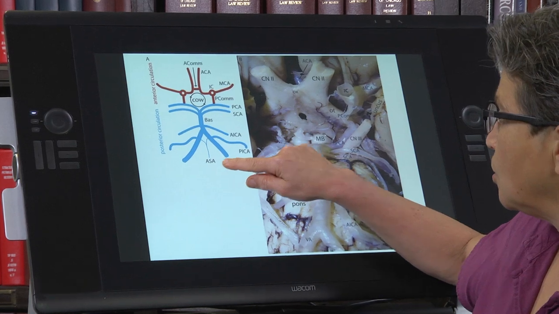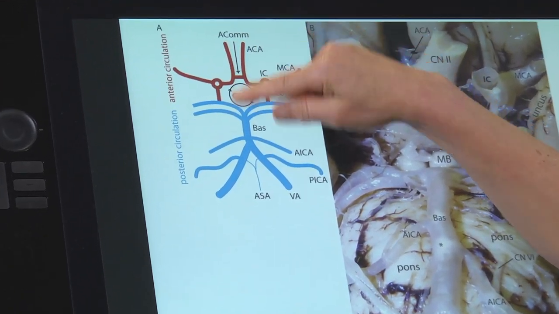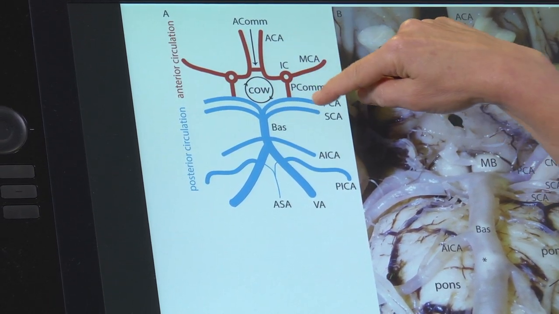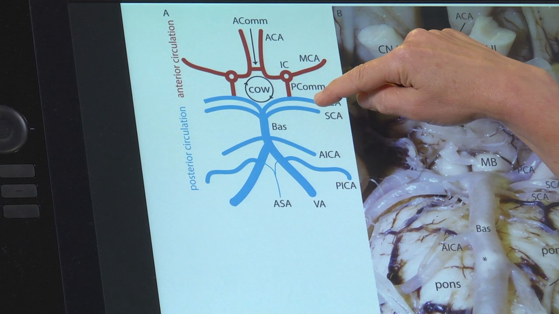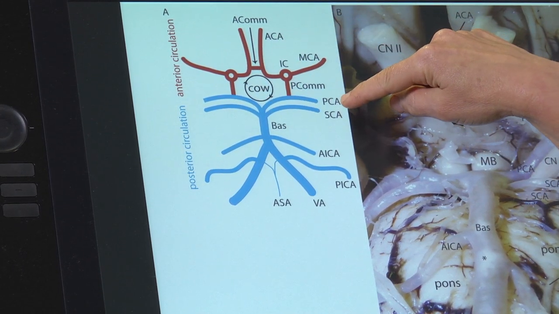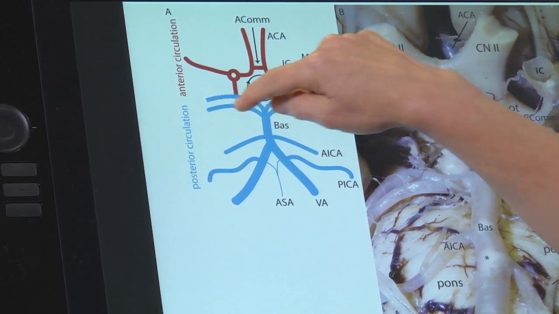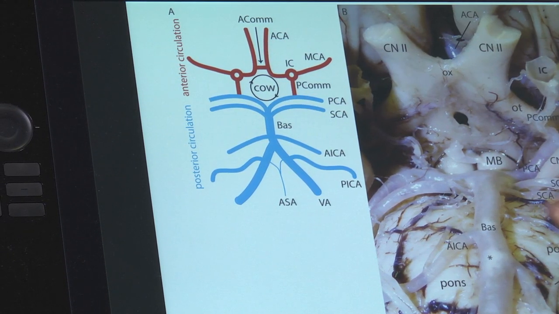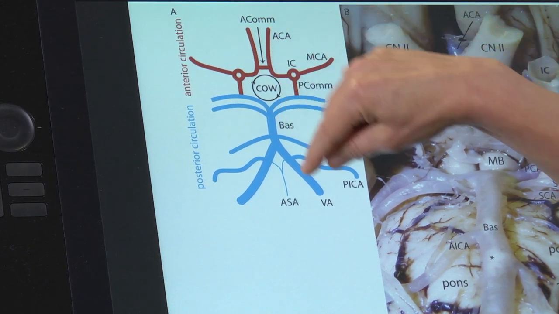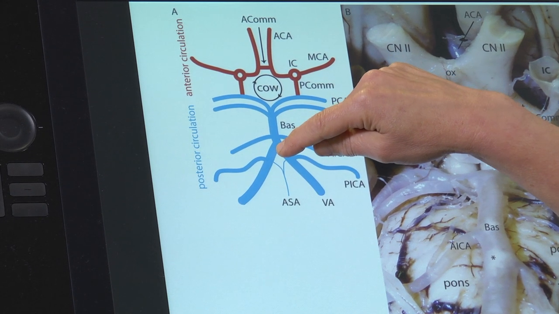artery. So what I've done is I put the anterior circulation in red, the posterior circulation in blue. It's sort of anybody's call as to whether the boundary zone, which is the posterior cerebral artery, is part of the anterior or the posterior. Realistically, it's the division. So the anterior circulation comes from the internal carotids. The posterior circulation comes primarily from the vertebral arteries.